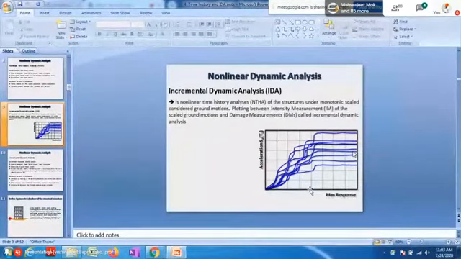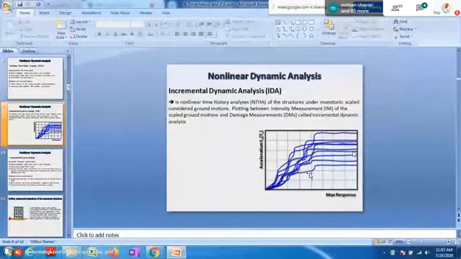The incremental dynamic analysis is performed for a number of ground motions. For each ground motion, we get one curve. Here, I think 8-9 lines are there. So in this analysis, 9 ground motions are applied to the same structure. That is called an incremental analysis.